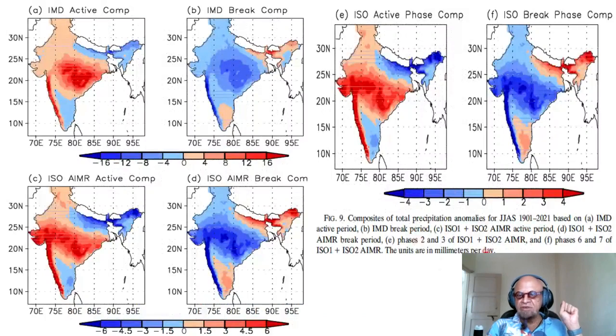So here is now coming back to composites of total precipitation anomalies for JJAS on the IMD active period and IMD break period. Okay, so active break very clearly defined based on this region, based on such figures. And if you do it with the ISO construct, the argument is that this is the ISO AIMR active and AIMR break as opposed to just phase, ISO active phase, ISO break phase. So this is done for phases 2 and 3 of ISO 1 plus ISO 2 AIMR. So this is based on total AIMR anomalies. This is done based on the splitting that they do here, and they argue that this spectral timescale split is much better. Okay, that's the main message.